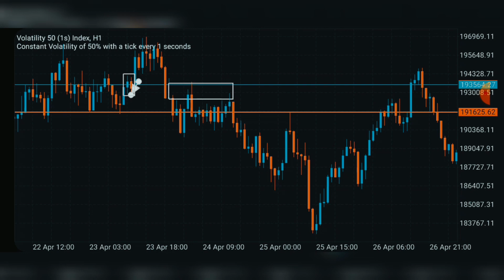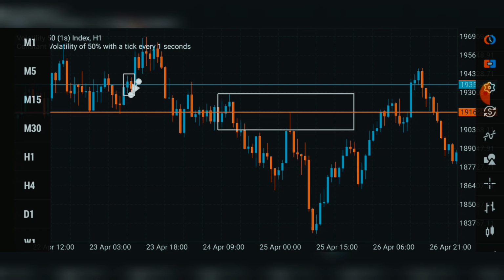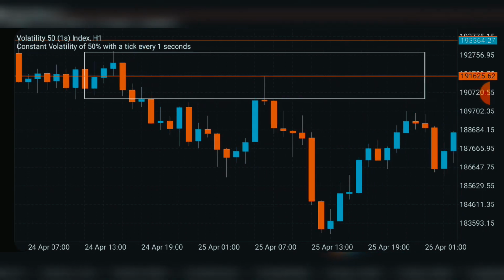Normally price would respect the wicks, right? Normally price would respect the wicks because they are also order blocks. You just have to have the patience and allow your strategy to play out. Don't rush the strategy, right? Allow it to play out. And right here, let's take a look at this as well.